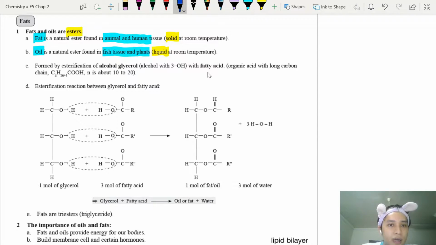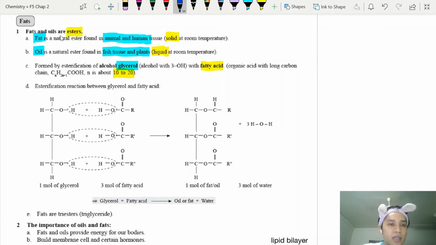Now in the case of fats, the carboxylic acids are called fatty acids, and the alcohol that is used for the production of your fats is glycerol. This is the name of the alcohol. Your carboxylic acids, or fatty acids, are different from the ones that you learned previously because the carbon chain is actually more than 10. You only learned the naming until C10, meaning decanoic acid.